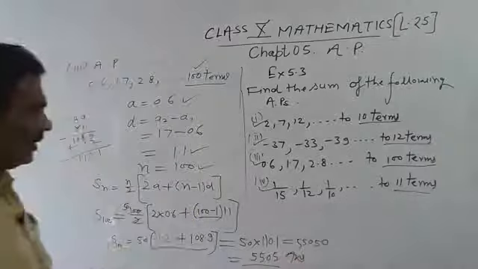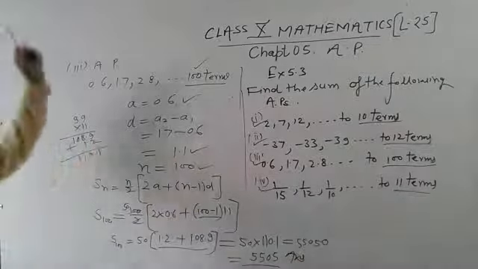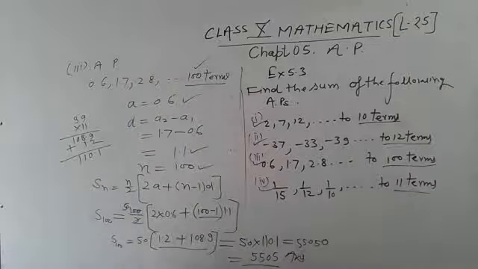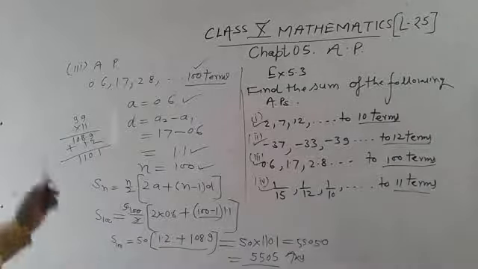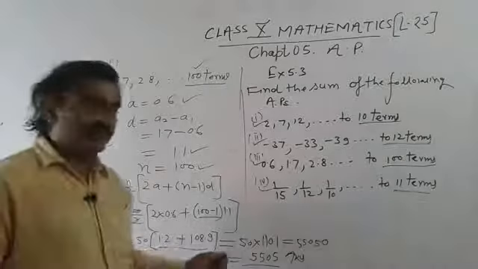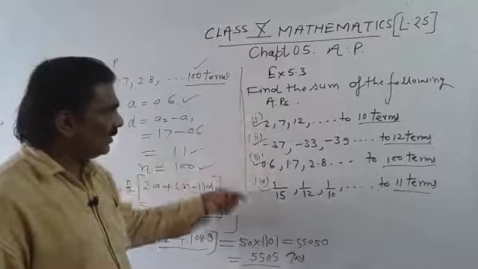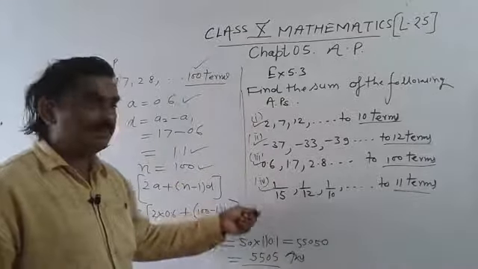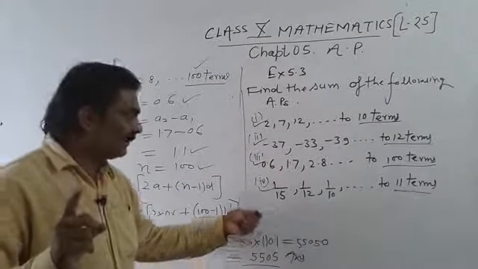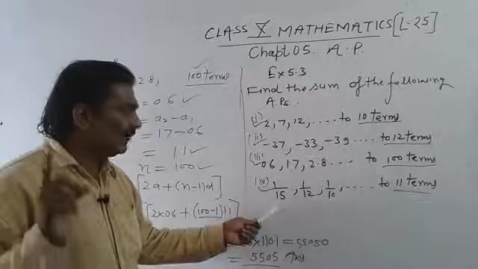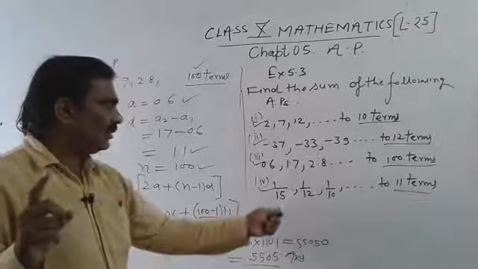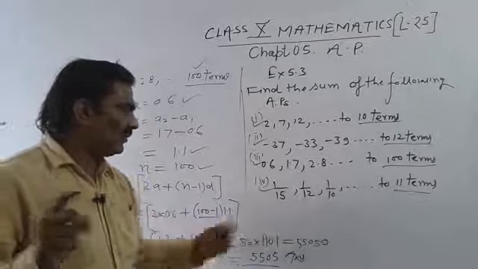So okay students, write the solution of the third part of this sum. Okay students, in a similar way I hope you will solve the first part and the last part. In the last part, AP is given as fractions, 1 upon 15 is the first term, and to find d you will subtract, you will write 1 upon 12 minus 1 upon 15.